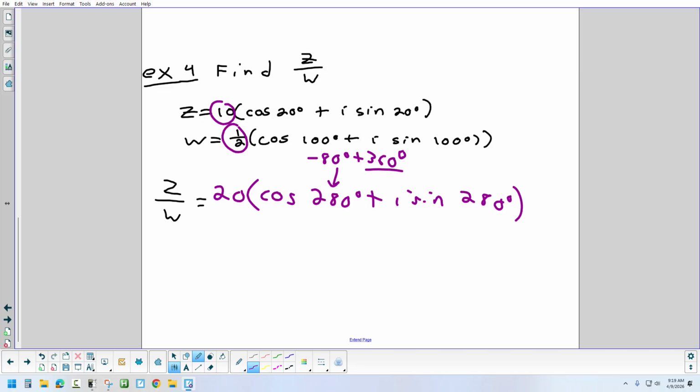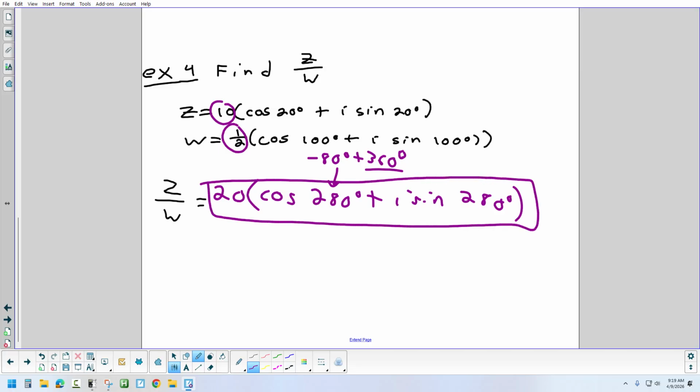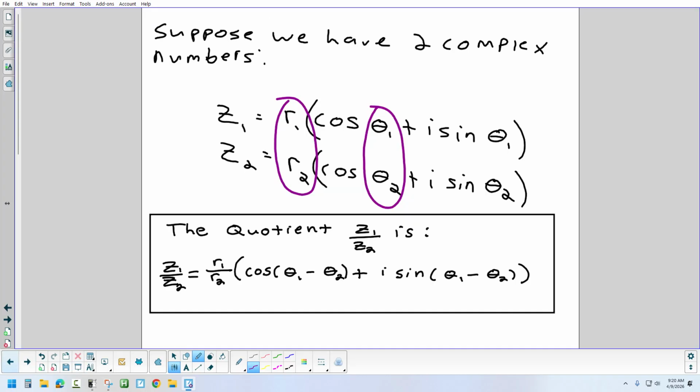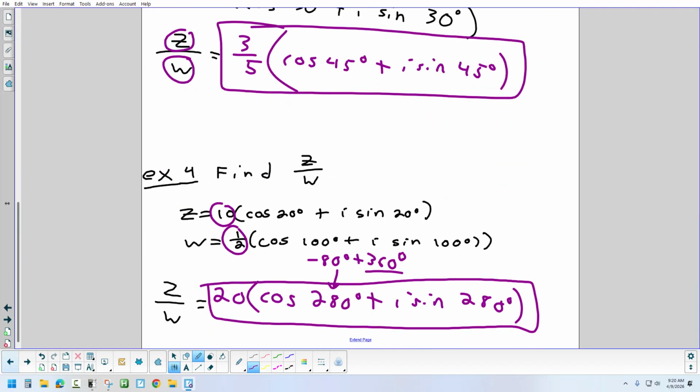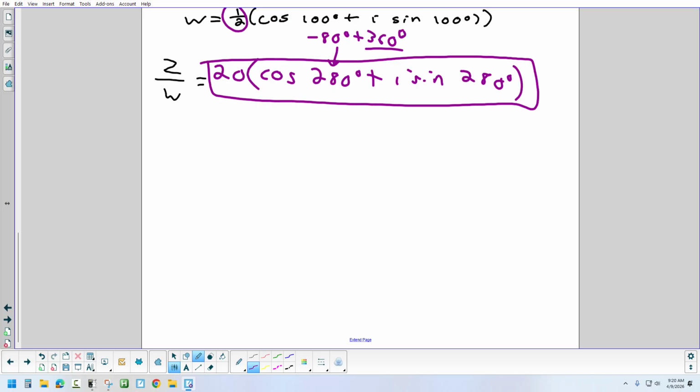Now, when I left my final answer like this, is that standard form or is that polar? Well, that's polar. And it's fine to leave your answer in polar because they didn't say you had to change it to standard. If I wanted to, I would just distribute the 20 out, and that's how I would change it. So that's multiplying and dividing. And let's try one more with multiplying.